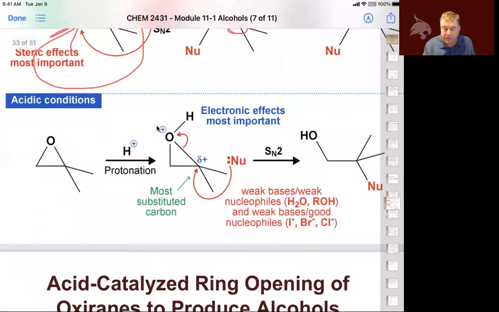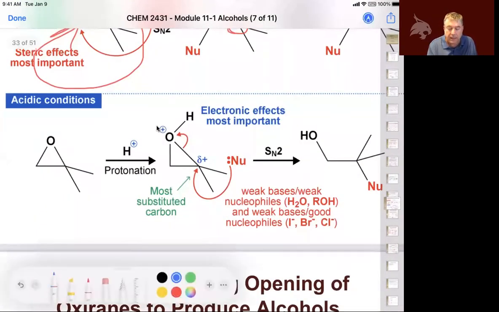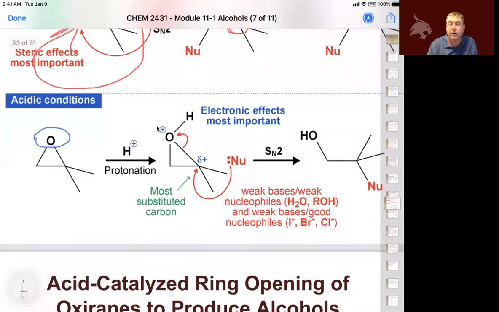So in the case of acidic conditions, instead of just having our neutral nucleophile come around here and attack it, because we can't have an anion because we have acidic conditions, right? We can't have an alkoxide or something like that as our nucleophile. We have to use a different type of nucleophile. And since we have acid, the first thing we're going to do is protonate the oxygen and give us the oxonium cation right here. Okay.